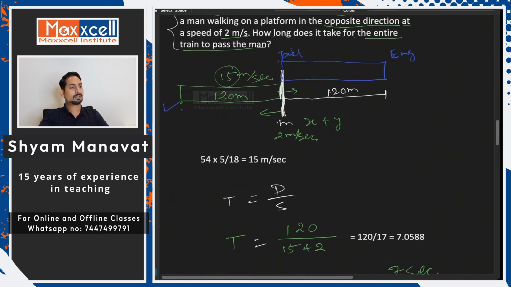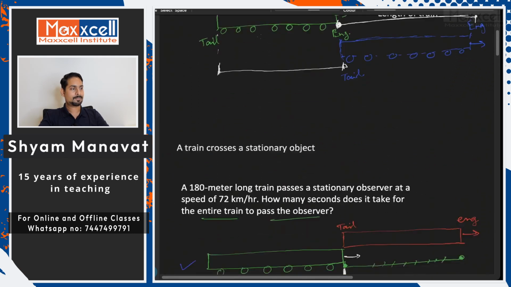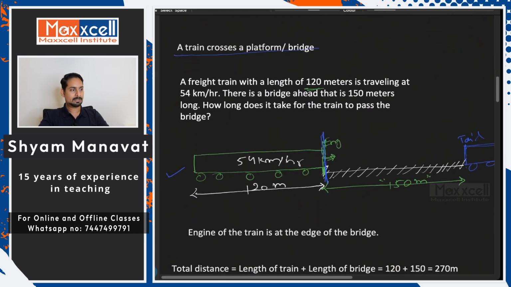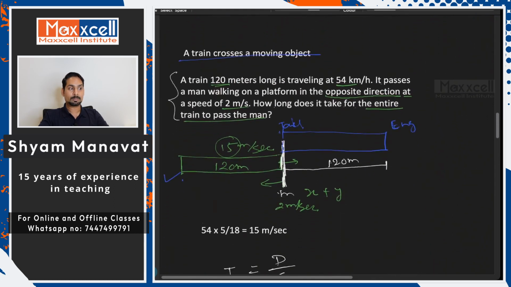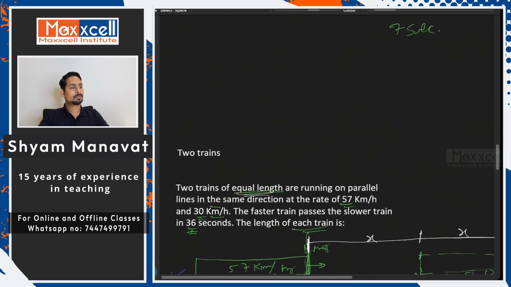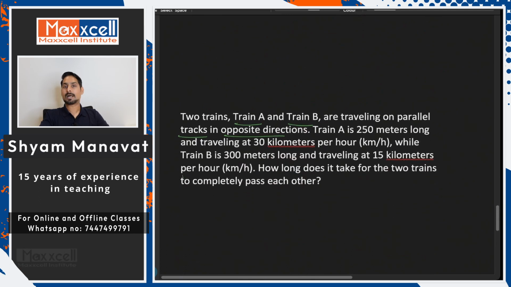Third case, a moving object: a moving thin object, a man walking on the platform parallel to the train. So apply relative speed. Fourth, two trains moving in the same direction. Fifth, two trains moving in the opposite direction. So if you understand these five different cases, it will be easy for me to take you to the next level on problems on trains.